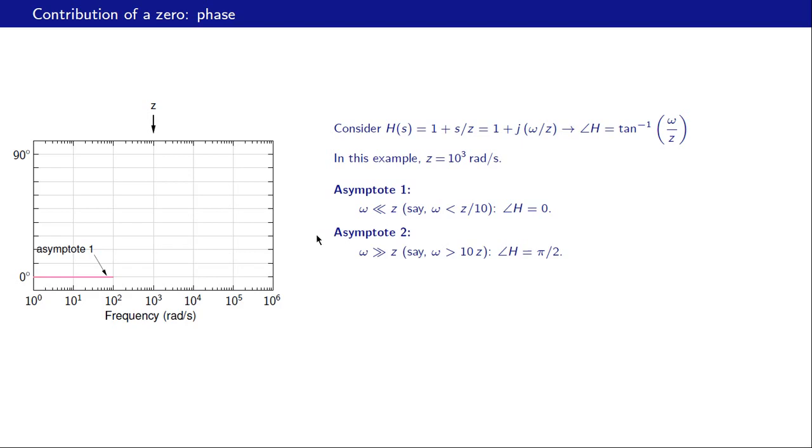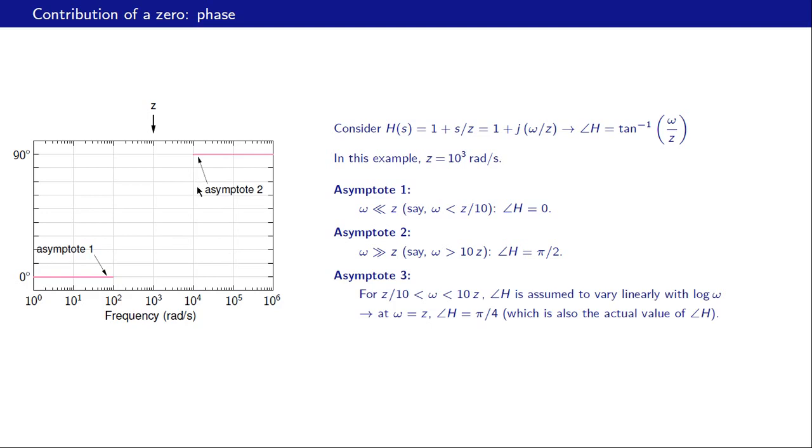Asymptote 2 now, which corresponds to omega much larger than z, say omega greater than 10z. This is z, this is 10z, so we are talking about this region now. What happens if omega is much larger than z? Omega by z becomes infinity, tan inverse of infinity is pi by 2 or 90 degrees, and as an approximation we say that that corresponds to this entire region. Alright, so that gives us asymptote 2.